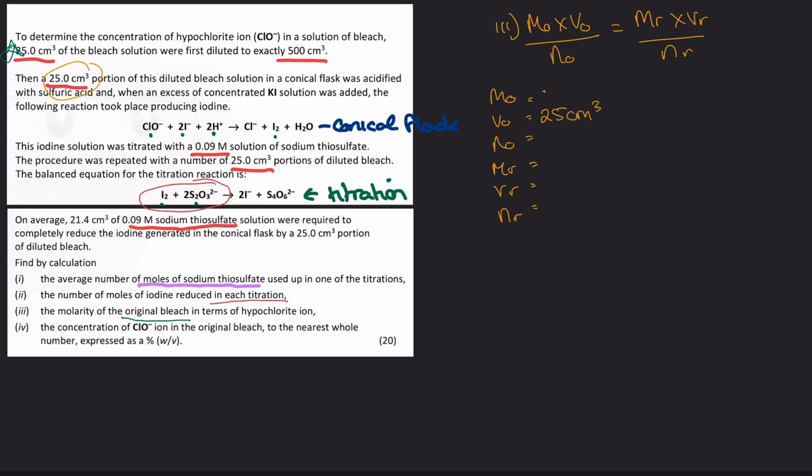The number for the oxidizing agent. When there are 2 reactions, it's important to figure out if there's a certain ratio. So in the first one, the conical flask, 1 mole of the bleach gives 1 mole of iodine here. So 1 to 1. That iodine is then brought over here. So there's 1 mole of iodine still there, and that reacts with 2 moles of the sodium thiosulfate. Okay, so that's the ratio.